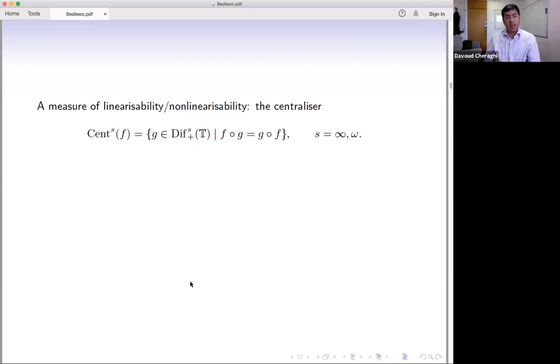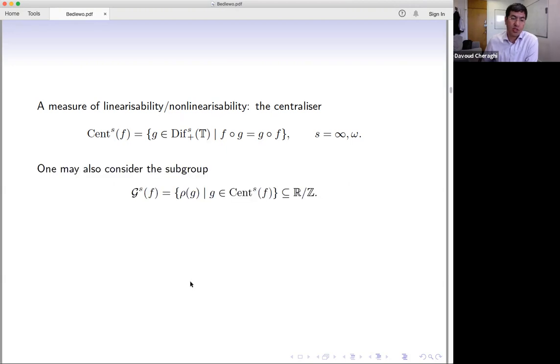So this is a class of diffeomorphisms of the circle. It of course forms a group under the composition law. One can also just consider the rotation numbers of these elements. So this is denoted by G_S. Again, same style. S is either infinity or omega. So this is the rotation numbers of the elements that come from the centralizer. Anytime that G commutes with F, you take the rotation number of that G.